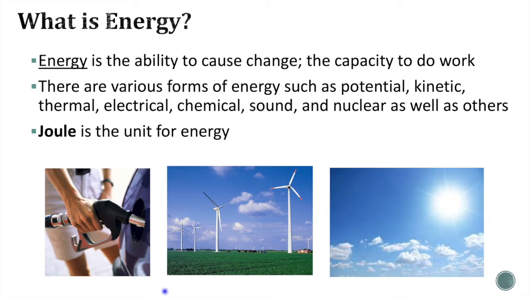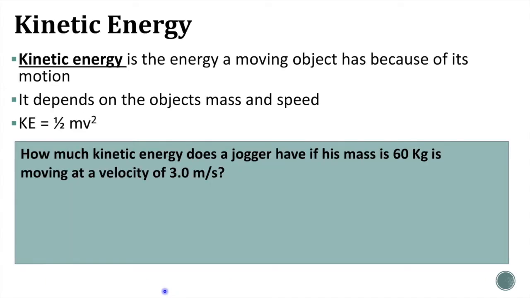Right? There are various forms of energy, such as potential, kinetic energy, thermal energy, electrical energy, chemical energy, sound, and nuclear energy, as well as a few others. We're only going to focus on a couple of these, so don't worry. When we talk about units and measuring energy, it's going to be measured in joules, and it's abbreviated with a capital J. So first type of energy we're going to talk about is kinetic energy.